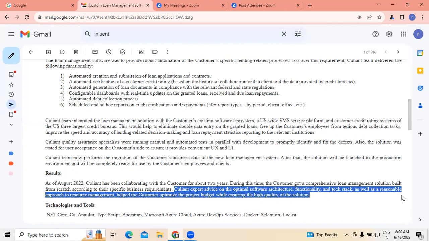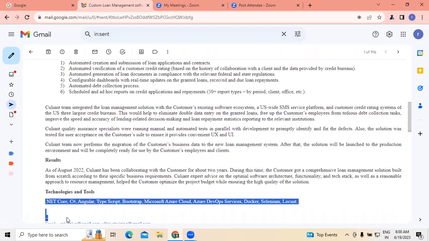So whatever was expected by the customer in context to the business problem they were facing, these people were providing a solution accordingly. Now, as it is an application we are developing, what kind of technology and tools are being used is important. Here, the technologies and tools were given. You can see here, they have taken .NET Core.